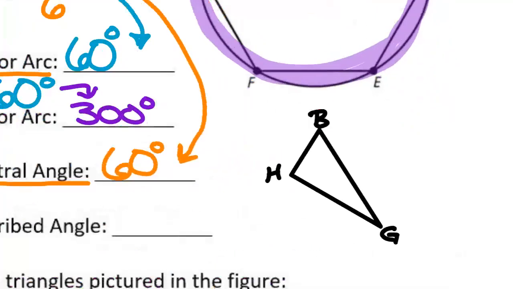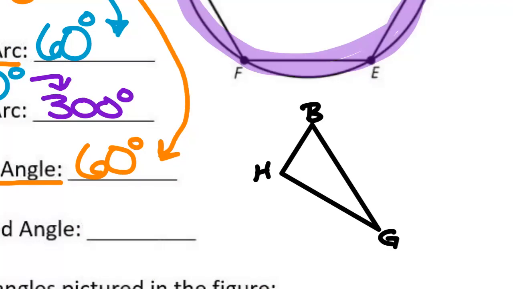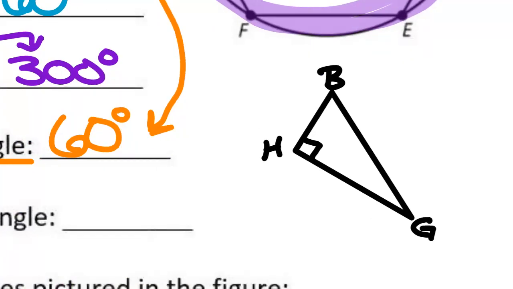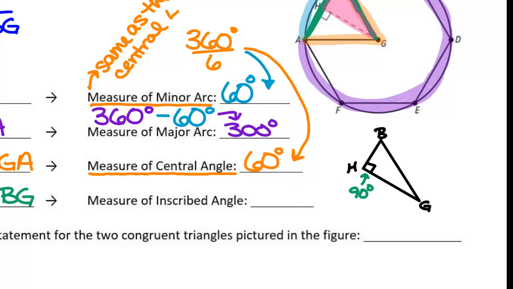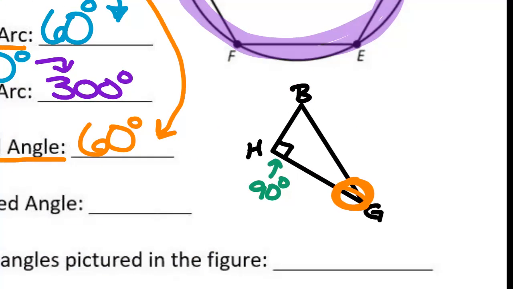What's the angle at H? It's a right angle. How big is a right angle? This is 90 degrees. Right here at G, let's see, the whole central angle was 60 degrees, right? What's happening to that central angle right here? It's being cut in half. So we have 60 degrees cut in half, so that would be 30 degrees.